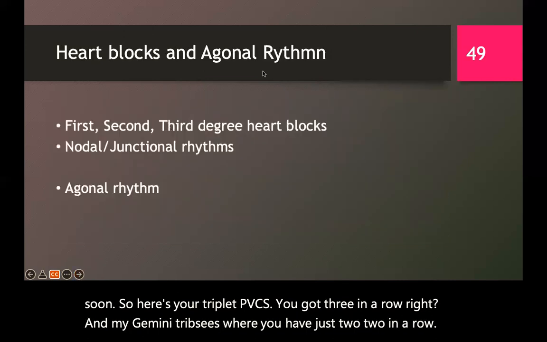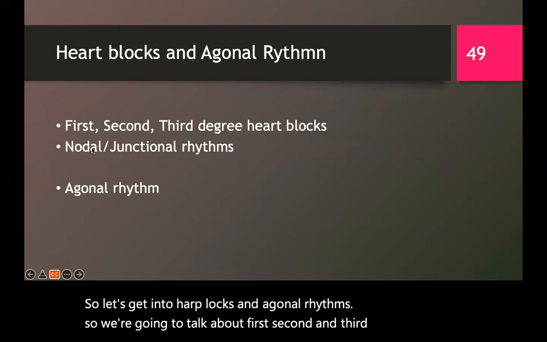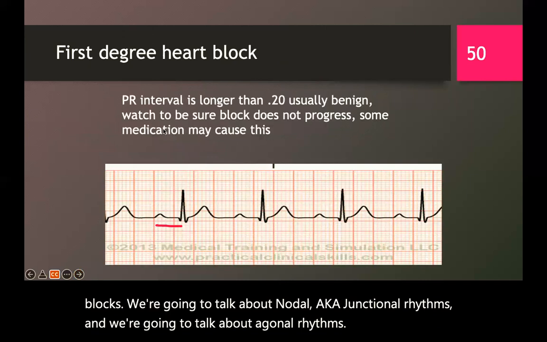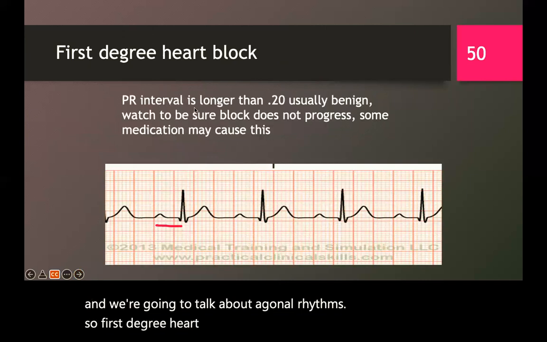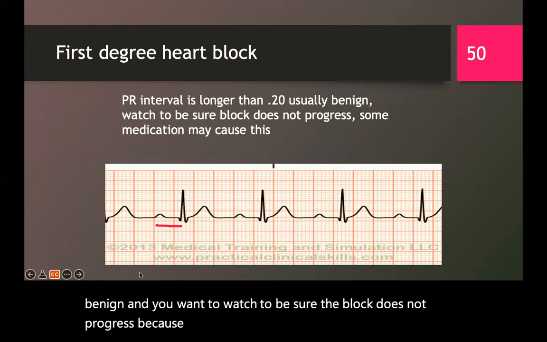So now let's get into heart blocks and agonal rhythms. We're going to talk about first, second, and third degree heart blocks. We're going to talk about nodal, aka junctional rhythms, and we're going to talk about agonal rhythms. So first degree heart block: PR interval is longer than 0.20. It's usually benign, and you want to watch to be sure the block does not progress, because some medications could cause this. So you see the length here?